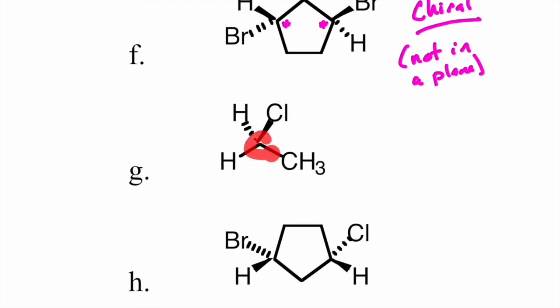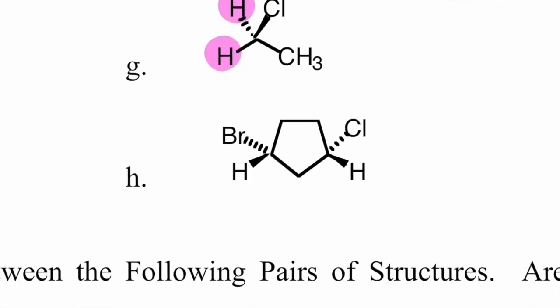All right, is this carbon chiral? You can get confused by all of this stuff going on, but here's what I see. Two H's. Not chiral. Achiral. And then finally, same idea. These are going to be chiral. Plane of symmetry? Nope. Br and Cl are different. So this is going to be chiral.